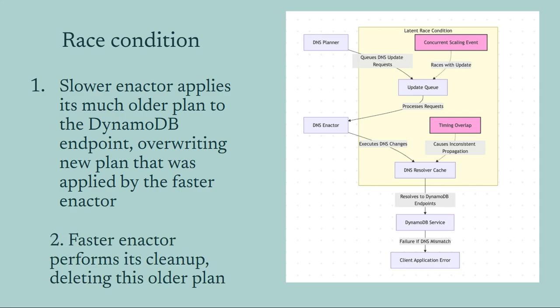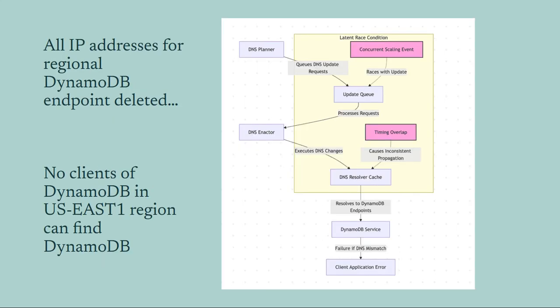As the faster enactor worked through its cleanup process, it identified the plan enacted by the first DNS enactor as being much older than the plan it just applied, and so it deleted it. The result of this was that all IP addresses for the US East 1 DynamoDB endpoint were deleted. No clients of DynamoDB in US East 1 region can find DynamoDB.